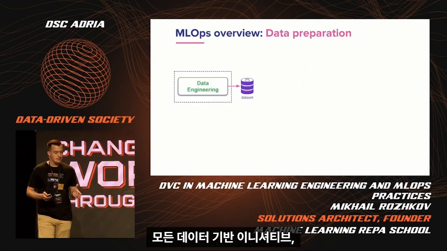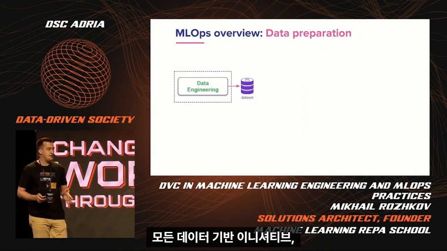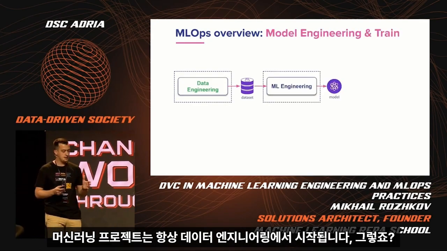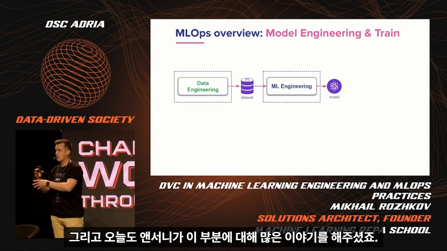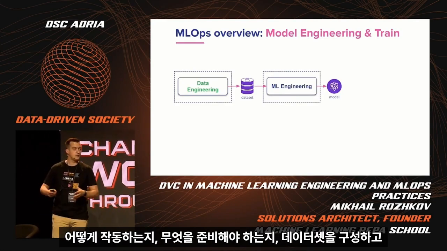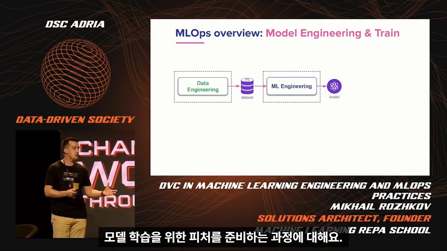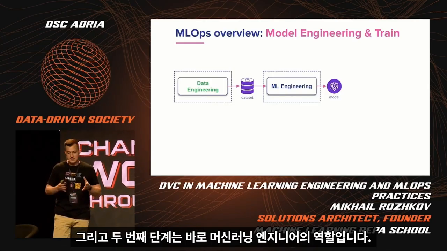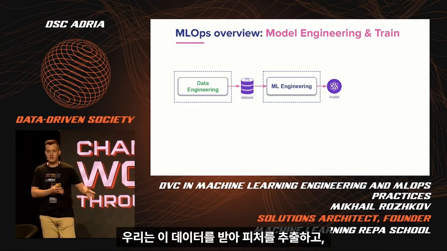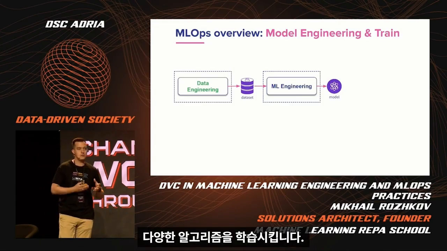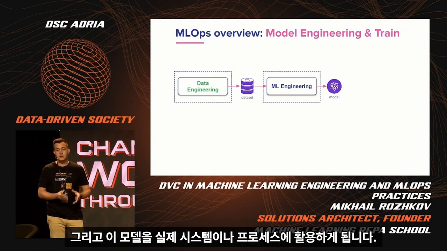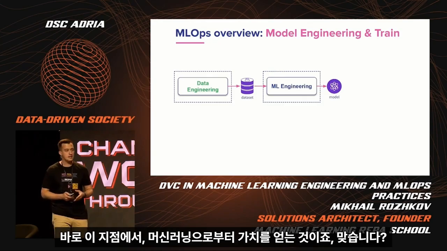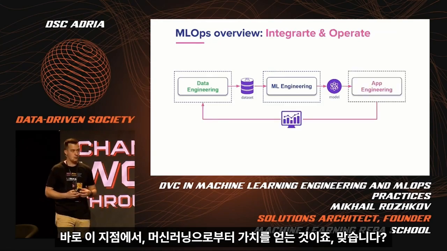So every data initiative, every ML initiative, starts with data engineering, right? Anthony told a lot about how it works and what we need to prepare the data sets and prepare features to train the models. The second step is actually machine learning engineering. We take this data, we extract features, we train different algorithms, we get the model as a result, and this model we use in some system or process. And here is actually where we get the value from machine learning, right?